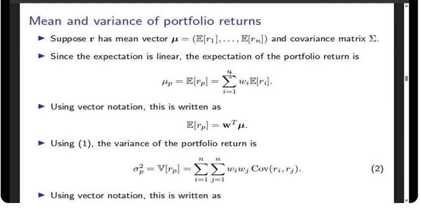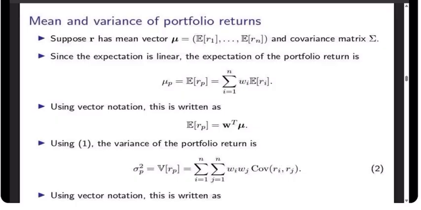I'm going to say that again. This is the mean of the portfolio in a scalar form. This is the mean of the portfolio in a matrix form. And if I want to find the variance of the portfolio, this is the formula.